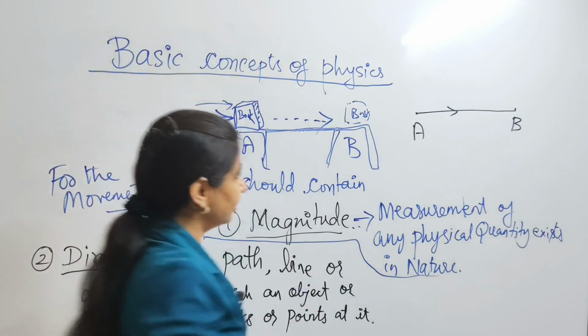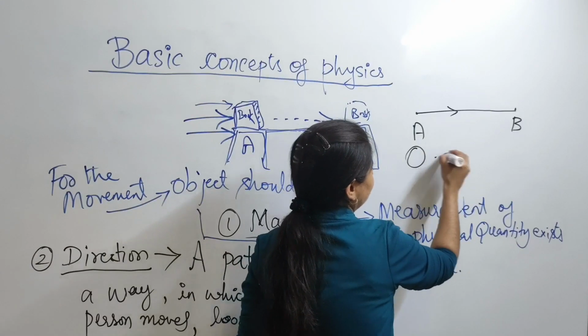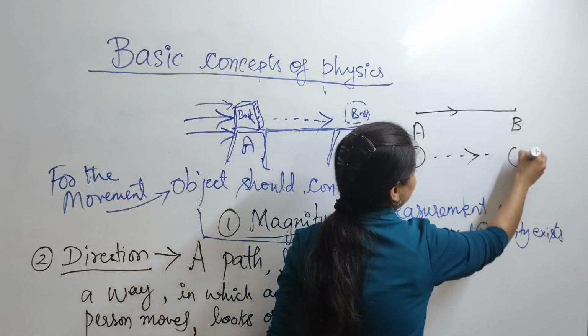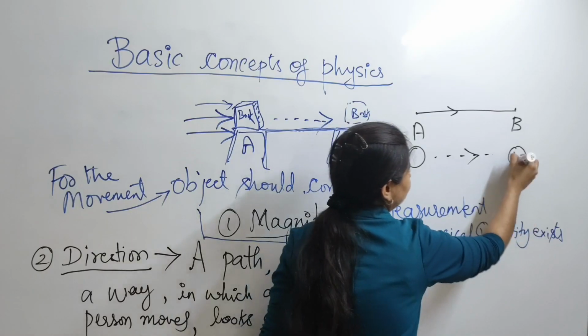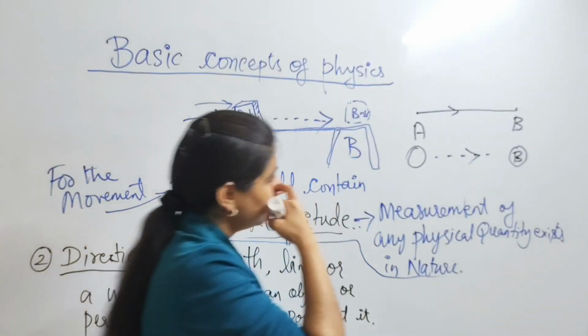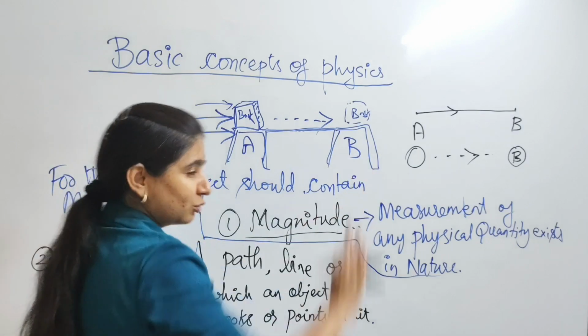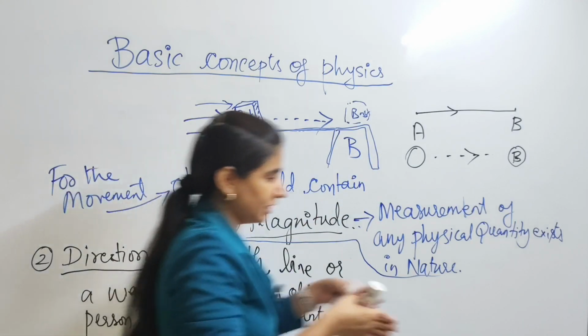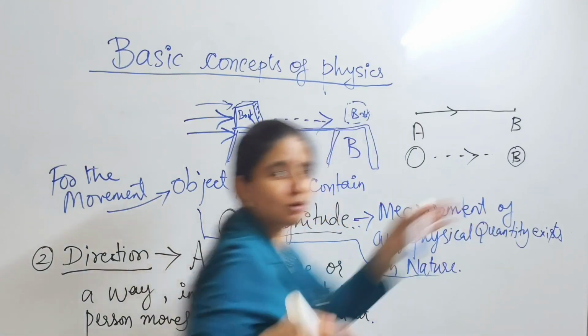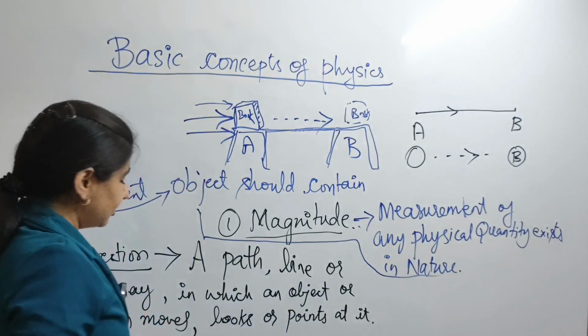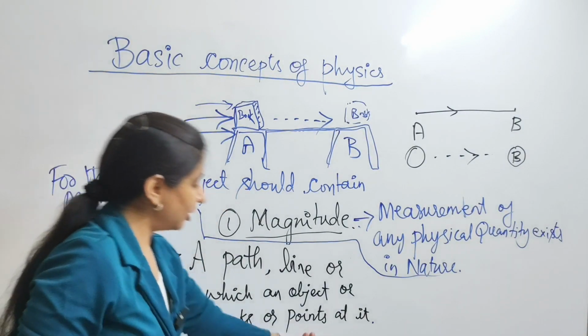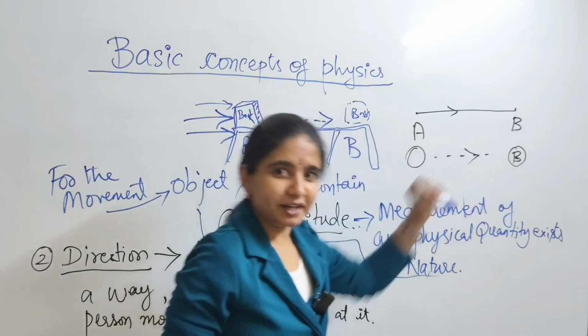Which an object, see, one ball moving in this direction to this place, it should attain this place. It's called object movement, person movement. I am walking like this, this is my movement. Person moves, looks or points. Now I told about movement.